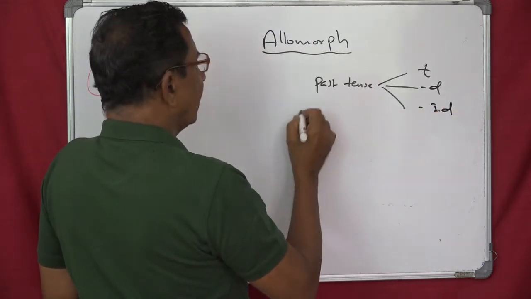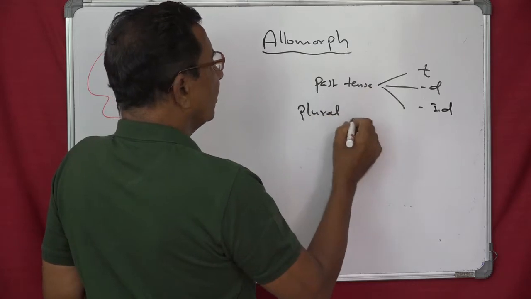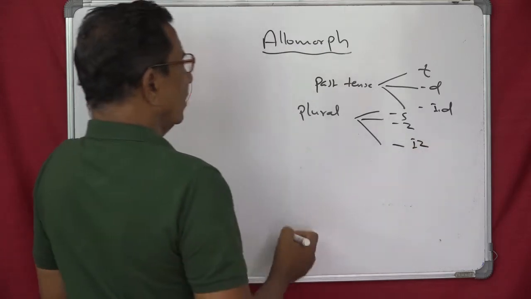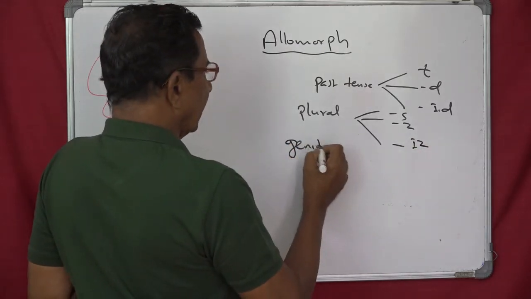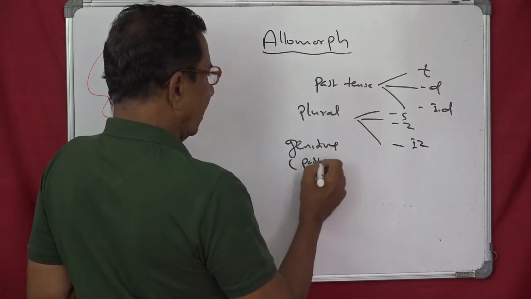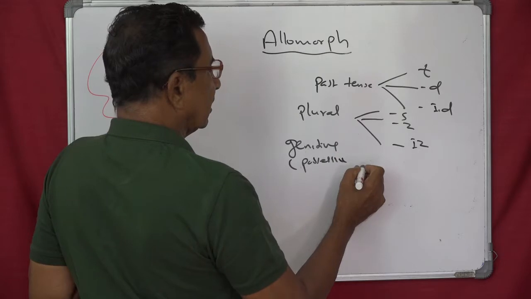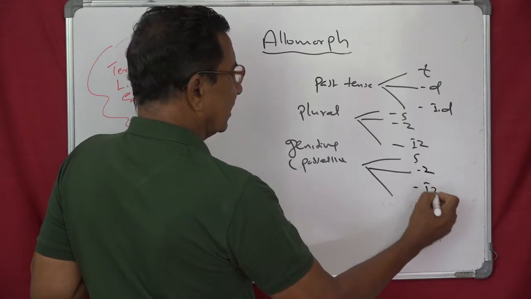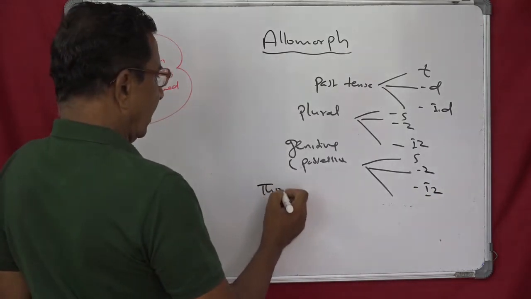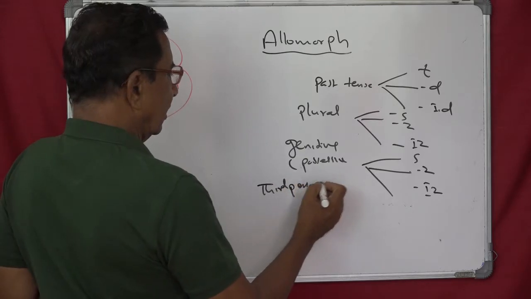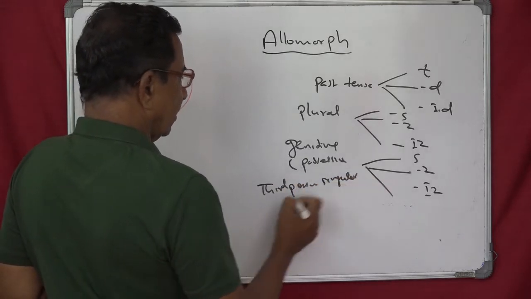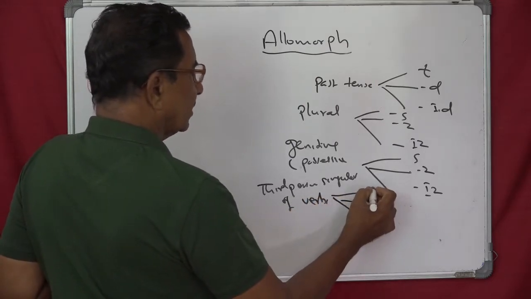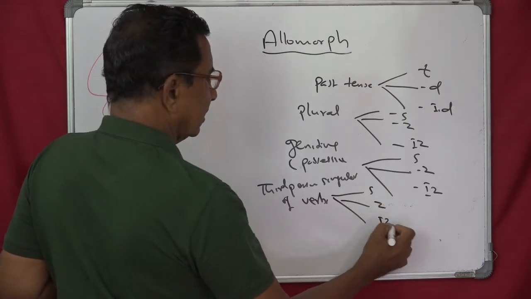And then you have got plural morphemes. Plural morphemes realized in 3 ways. You have got genitive morpheme. Genitive or possessive morphemes realized in 3 ways. You have got third person singular of verbs. Singular of verbs have got 3 morphemes realized like this.